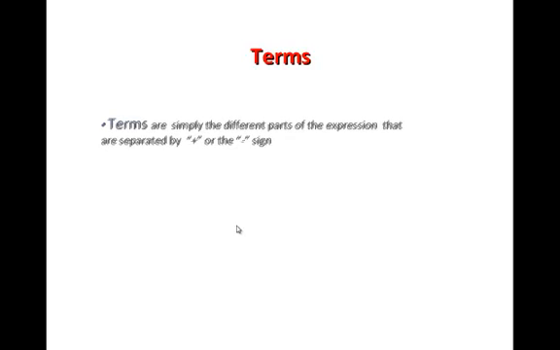Finally, let's have a look at terms. Terms are simply the different parts of an expression that are separated by the plus and the minus sign. In this example, we've got 4 terms: 4x squared, 5y, 12xy, and 5. They are all separated by the plus and the minus sign. This is the end of the tutorial.